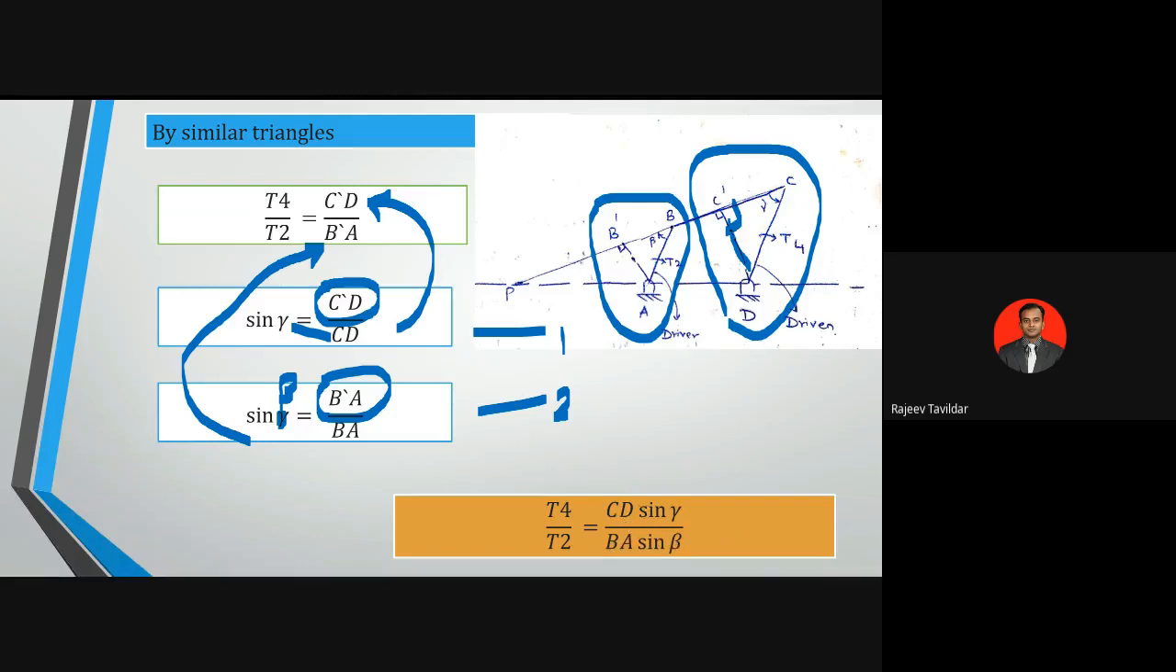I hope this is clear to you. If you have any doubts, please let me know. This is a very simple derivation. At the end, you just have to reach this particular equation.